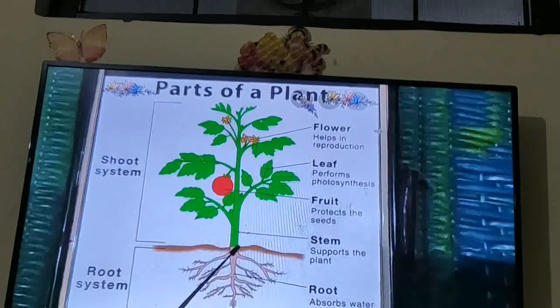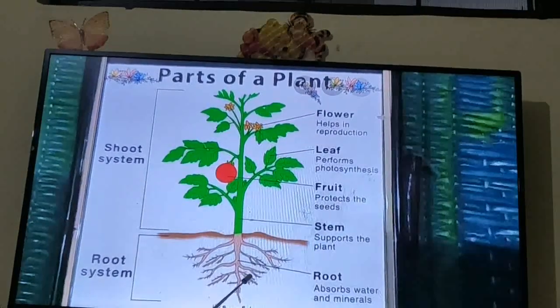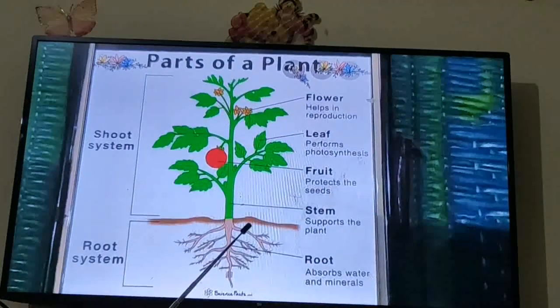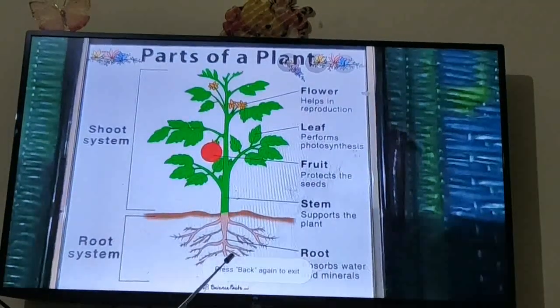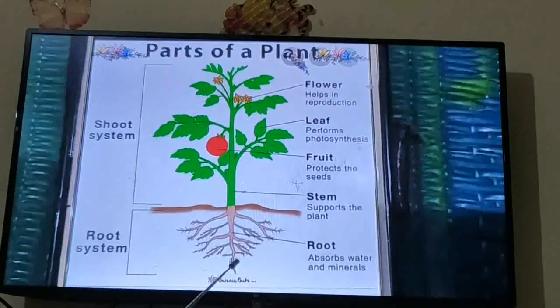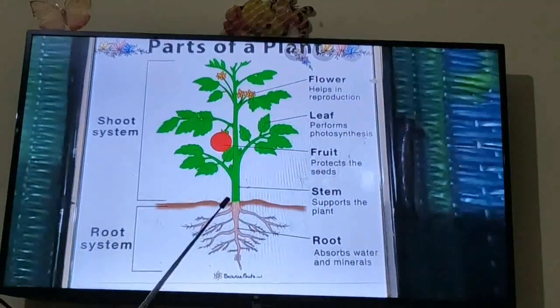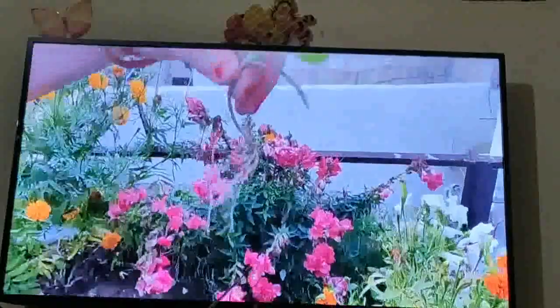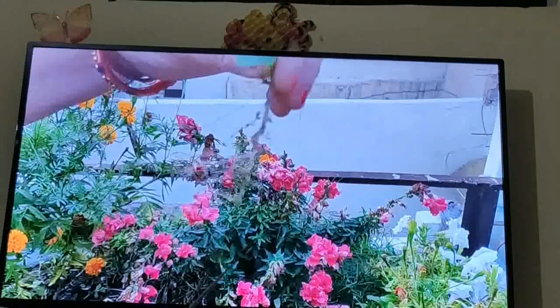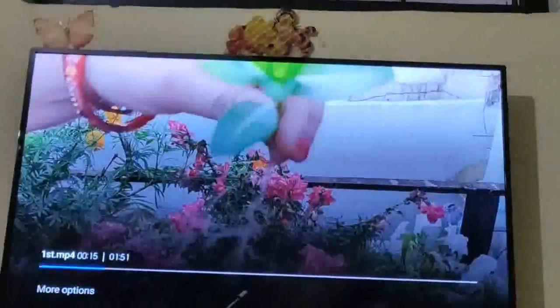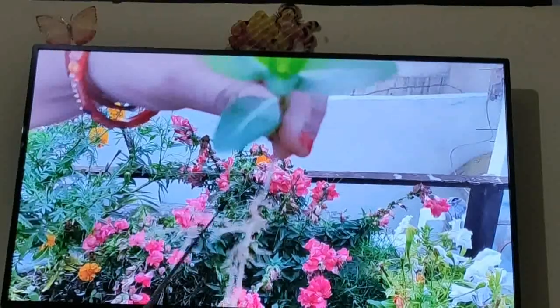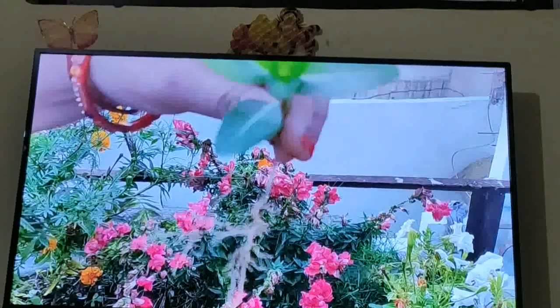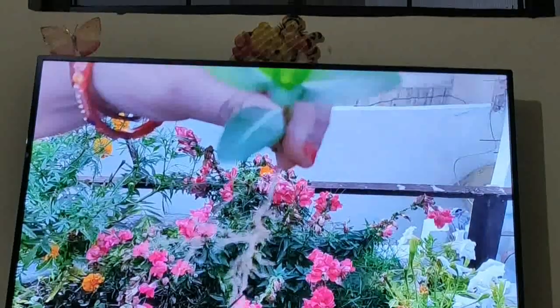Now the third function of the root is that they absorb water and minerals. Do you observe that when you don't water the plants for 1 or 2 days in summers, their leaves hang downwards? After that, when you pour water on them the next day, they again come to the proper position. It means they absorb water and minerals which are essential for leaves to do photosynthesis.